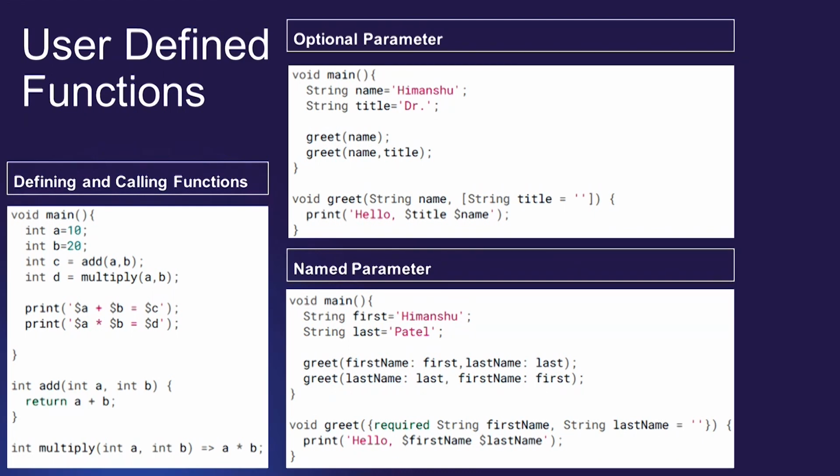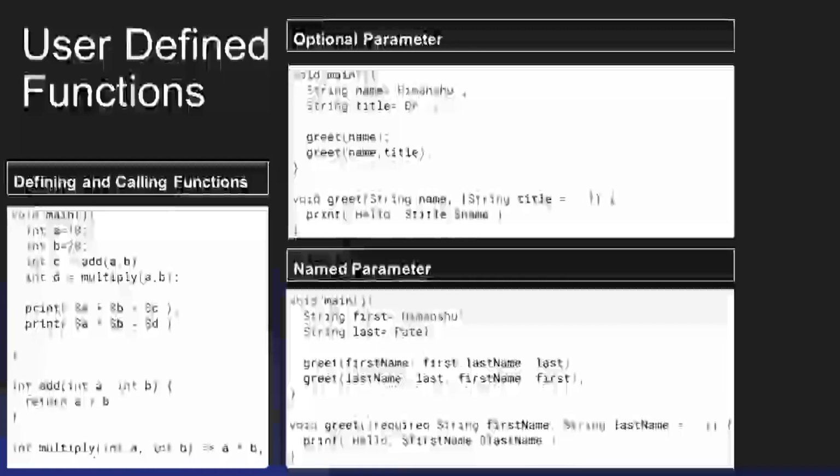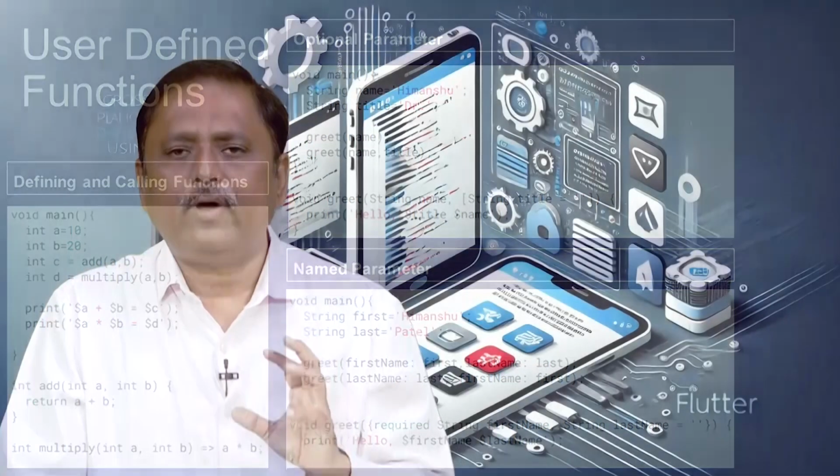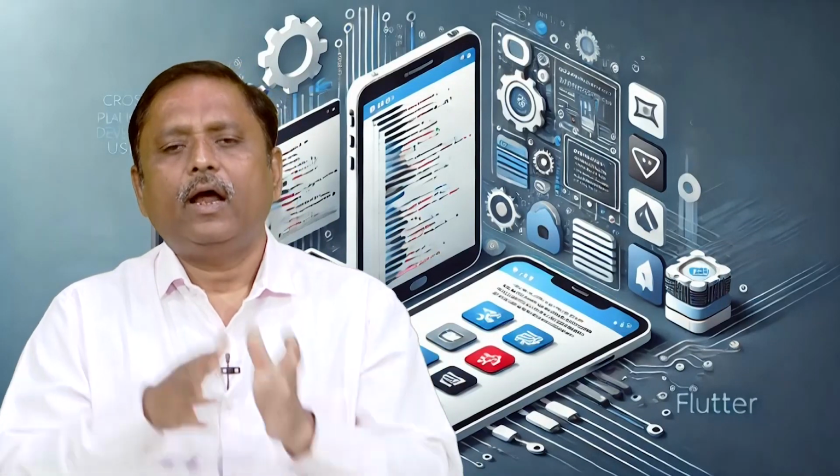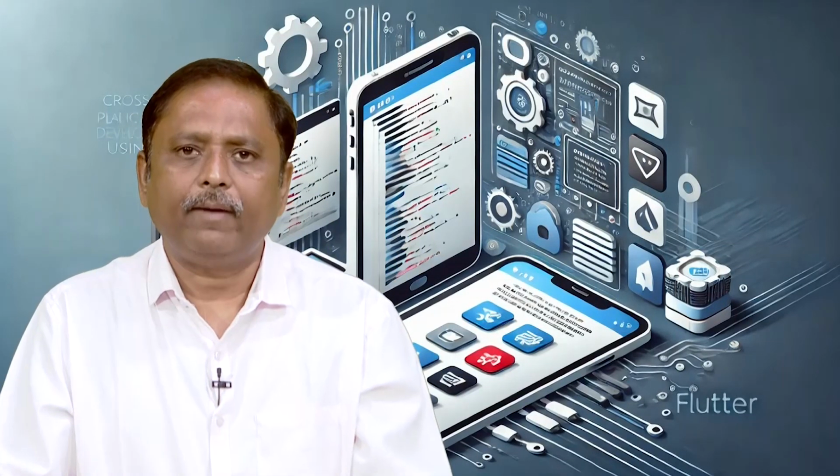So, in summary, we can define functions and provide their arguments either in order, with or without using optional parameters, and in any sequence using named parameters. I hope you understand how to define a function, how to use default parameters and how to use optional parameters.